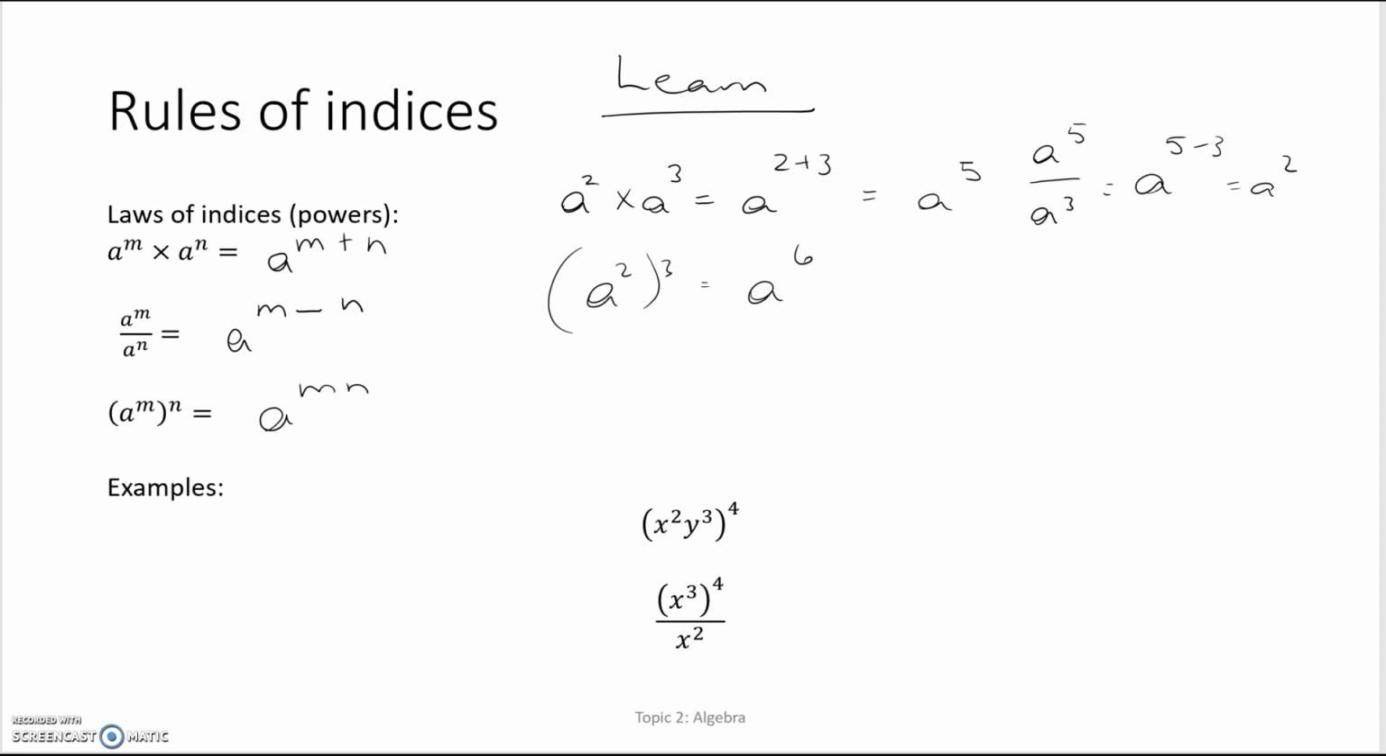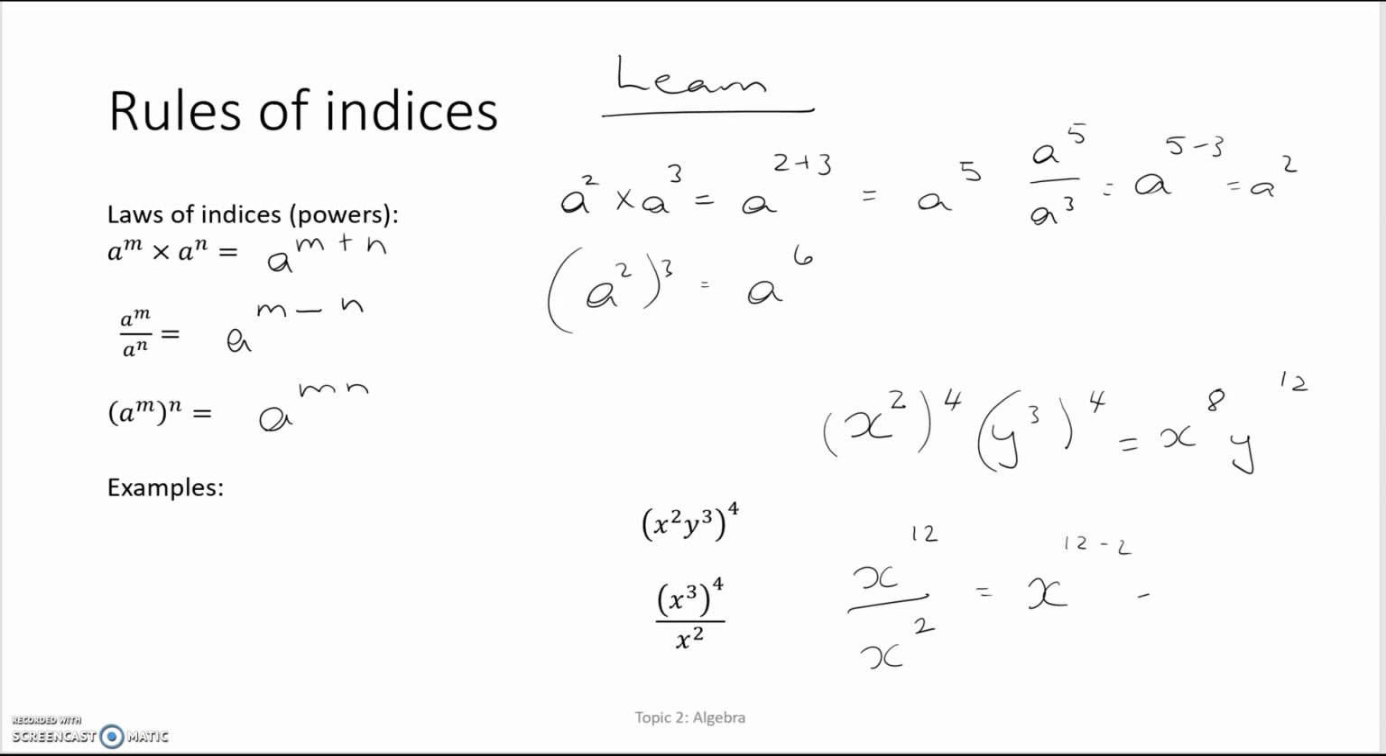Some algebraic ones here: x squared y cubed, all to the power of 4. That would be x squared to the power of 4 and y cubed to the power of 4. So it would be x to the power of 8, y to the power of 12. The second example here: the top line would be x to the power of 3 times 4, which is x to the power of 12, over x to the power of 2, which becomes x to the power of 12 minus 2, which is x to the power of 10.